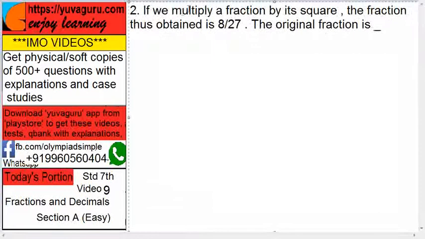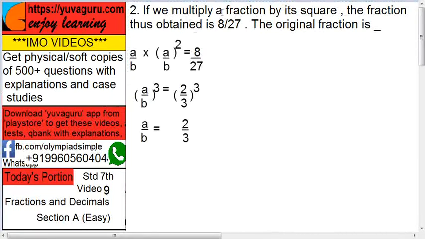If we multiply a fraction by its square, the fraction thus obtained is 8 upon 27. Therefore, the original fraction is, see, let the original fraction be a upon b. So, its square is what? a upon b the whole square. So, what is the answer we get when we multiply these two? It's given that we get 8 upon 27.